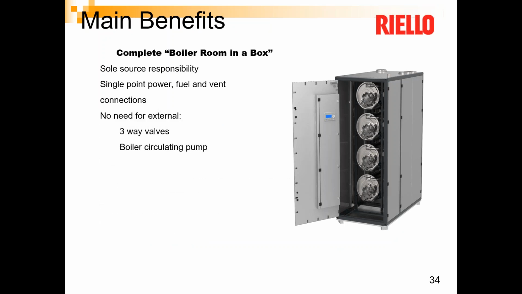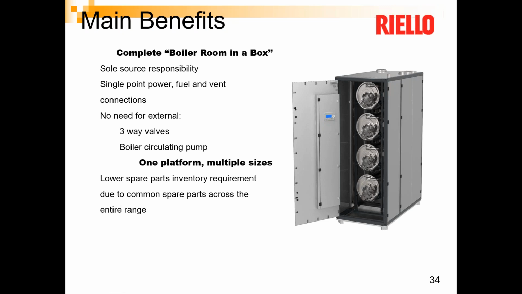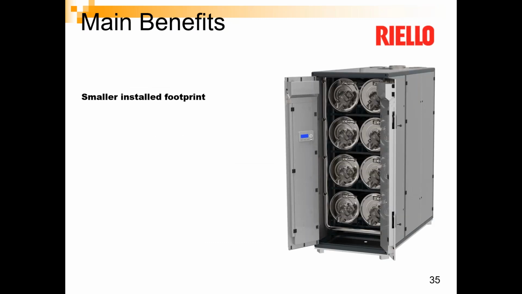Some of the other main benefits, it's complete boiler room in the box, the sole source responsibility, has single point fuel, air, and vent connections, no need for external three-way valves, blending valves, or no need for external pumps. Now there is a small internal pump on each one of these modules that comes mounted and wired in the boiler, but there's no need for any type of external pump or external circulators. One platform, multiple sizes, really lowers your spare parts inventory requirement, doing the common spare parts across every unit for the entire range. Built-in redundancy with superior uptime and reliability.